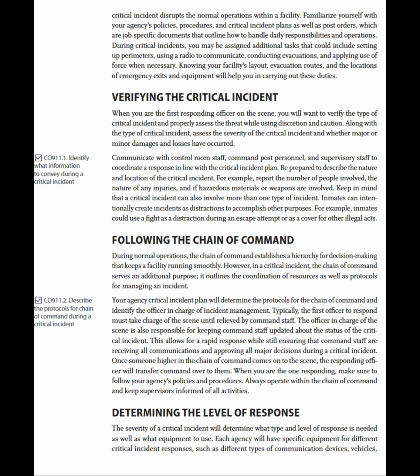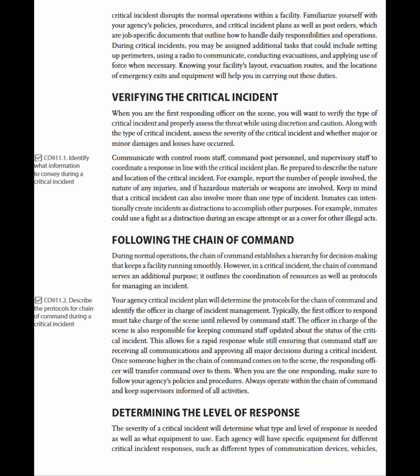During critical incidents, you may be assigned additional tasks that could include setting up perimeters, using a radio to communicate, conducting evacuations, and applying use of force when necessary. Knowing your facility's layout, evacuation routes, and the locations of emergency exits and equipment will help you in carrying out these duties.